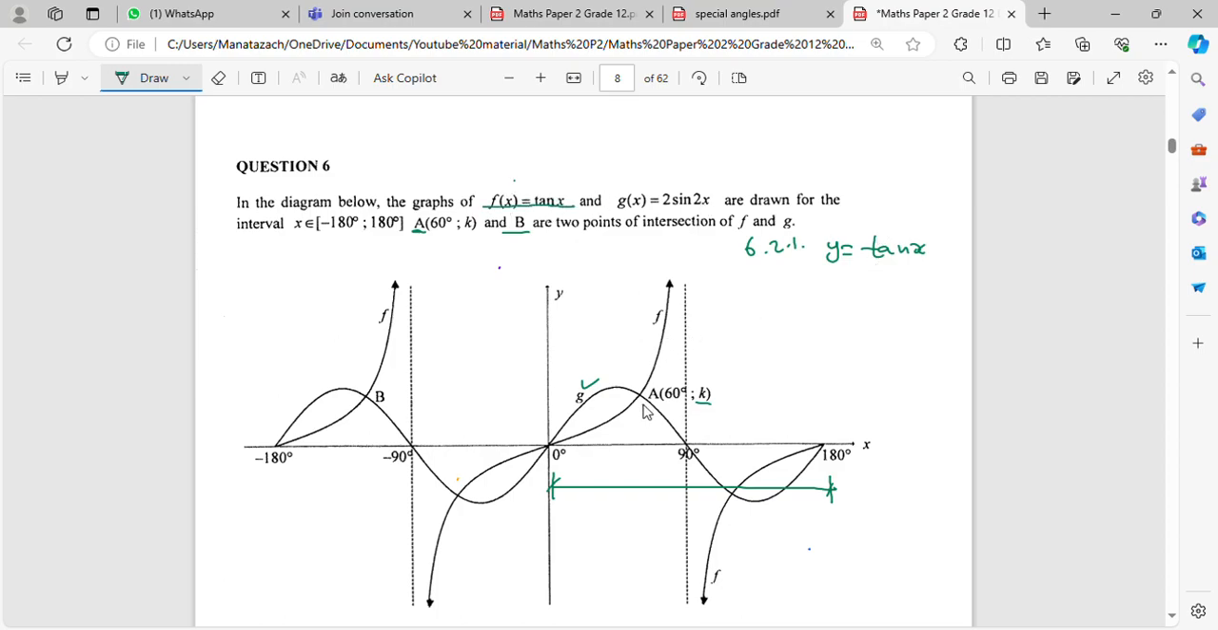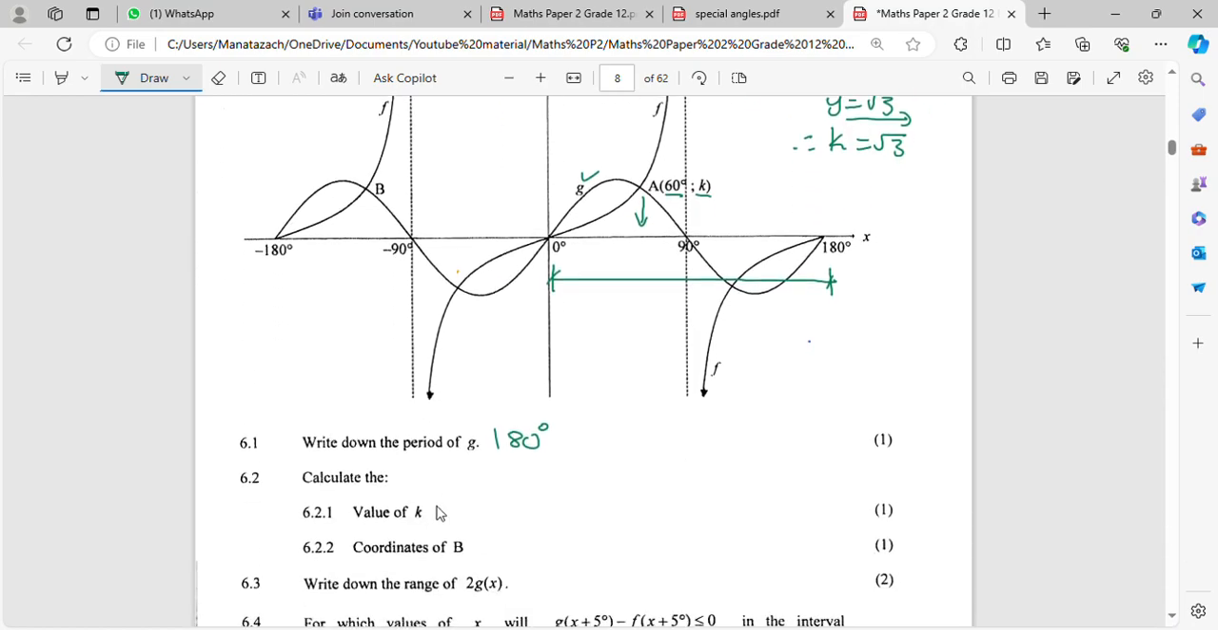So you realize that the value of x at point A is 60 degrees, so I'll replace: y is equal to tan 60 degrees. So now we have a situation of a special angle. Tan of 60 is root 3. Okay, so that's the value of k. You can conclude that k is root 3. There you go.